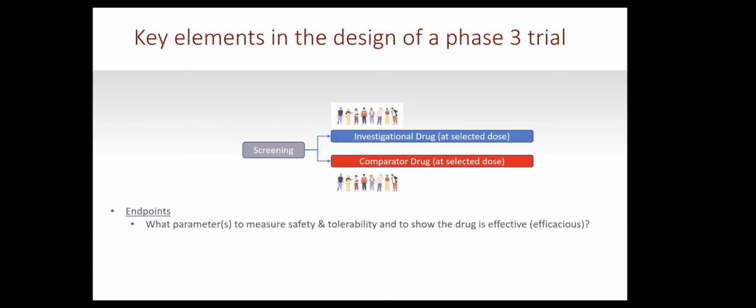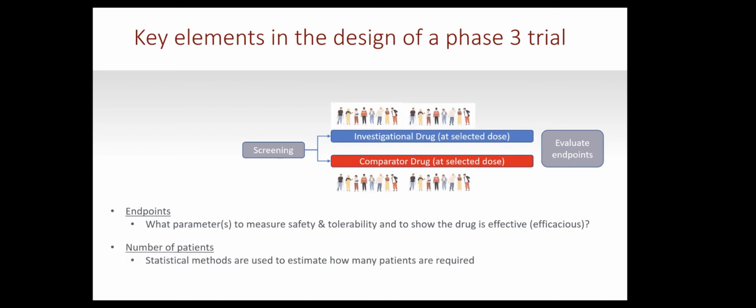Then we come to endpoints, and endpoints are really critical. This is what parameters are we using to measure safety and tolerability, and also, as important, to show that the drug is effective. So what are we going to measure in particular? We call effectiveness efficaciousness of drugs. These endpoints are typically measured at the end of the study, once all patients have completed the treatment phase of the study.